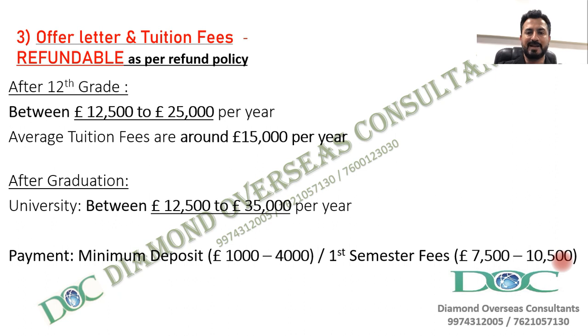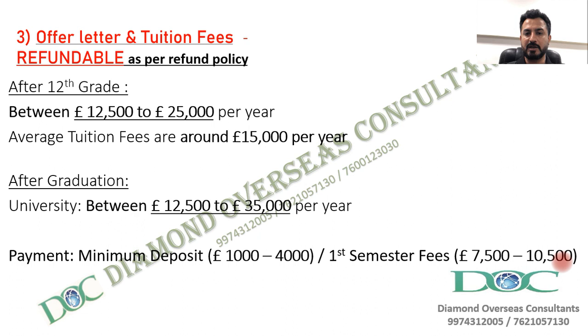Now, as you can see in step 3, offer letter and tuition fees. If you are a 12th pass graduate, you need to pay at least about £12,500 per year to £25,000 per year, depending on the college, university, its location, and the course that you're opting for.